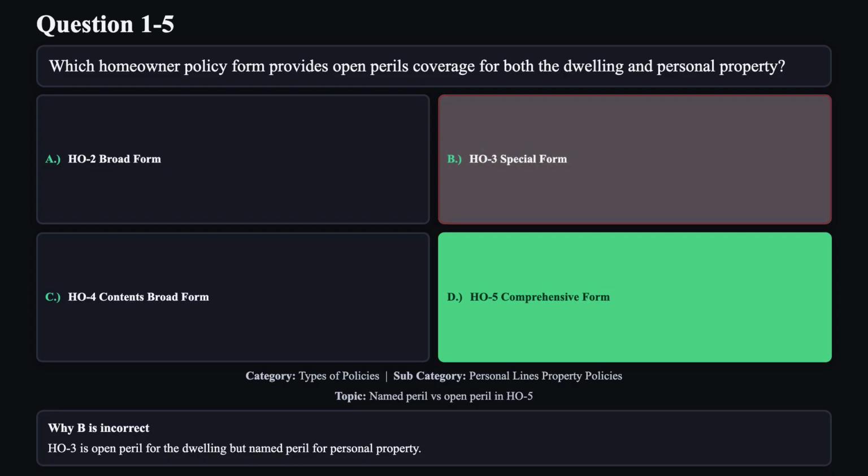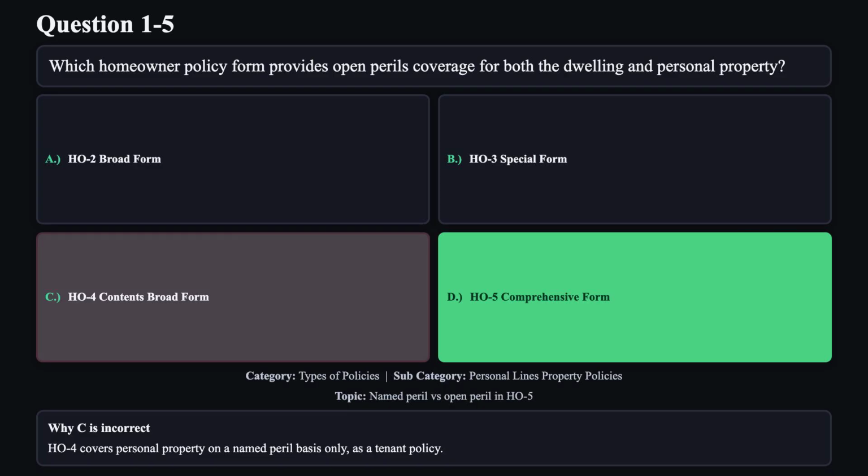Reason B is not correct. HO3 is open peril for the dwelling, but named peril for personal property. Reason C is not correct. HO4 covers personal property on a named peril basis only, as a tenant policy.